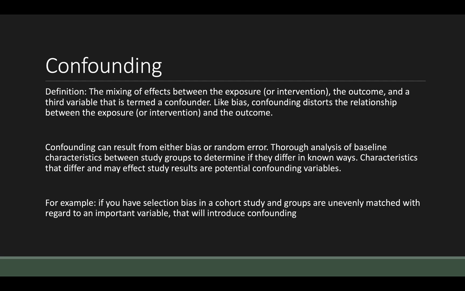A thorough analysis of baseline characteristics between groups is essential to determine if they differ in known ways. Characteristics that differ and may affect study results are known as potentially confounding variables. For example, if you have selection bias in a cohort study and the groups are unevenly matched with regard to an important variable, this may produce confounding, so we'll always look at the baseline characteristics between groups.